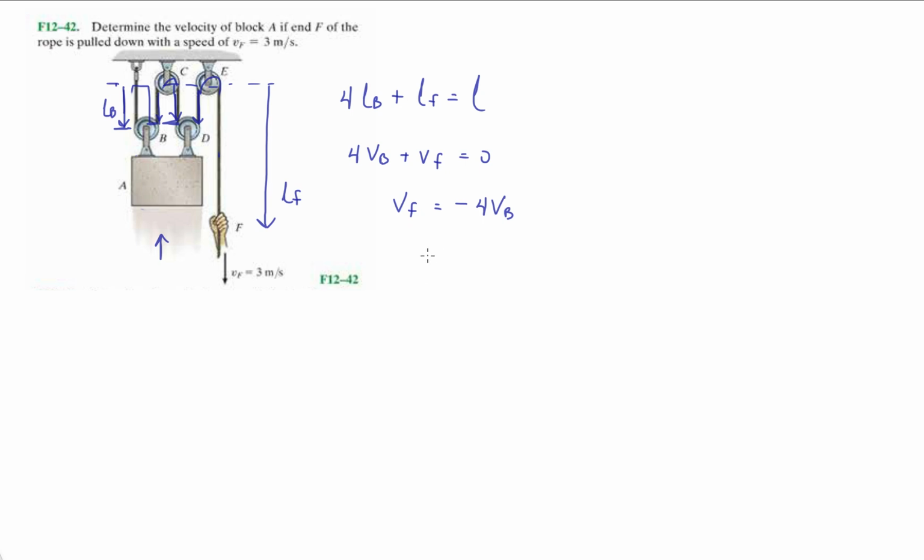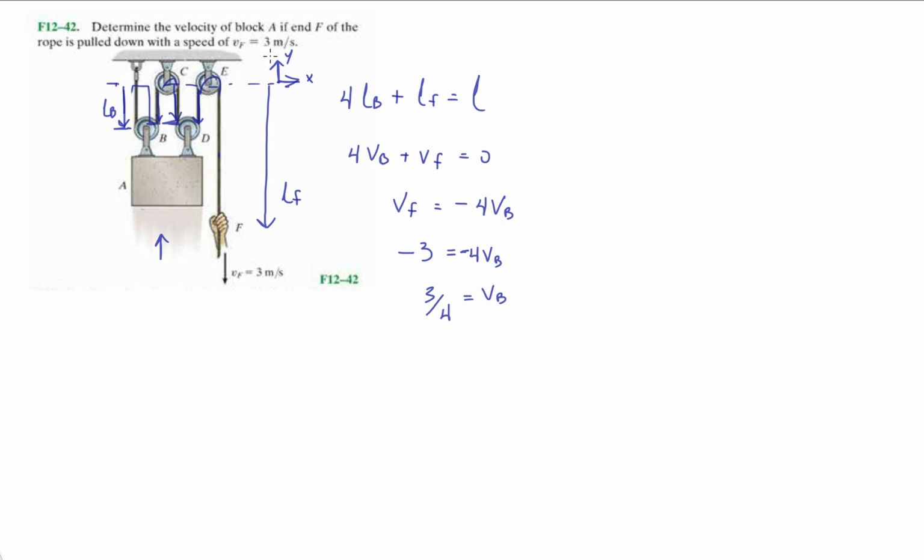VF is going down, so it's minus 3 meters per second. Again, set your coordinate system in a way that makes sense to you. I always set mine this way: up is positive, down is negative. So VF is going to be minus 3 meters per second, and this is minus 4VB. The minuses cancel out, and then you get 3/4 VB.